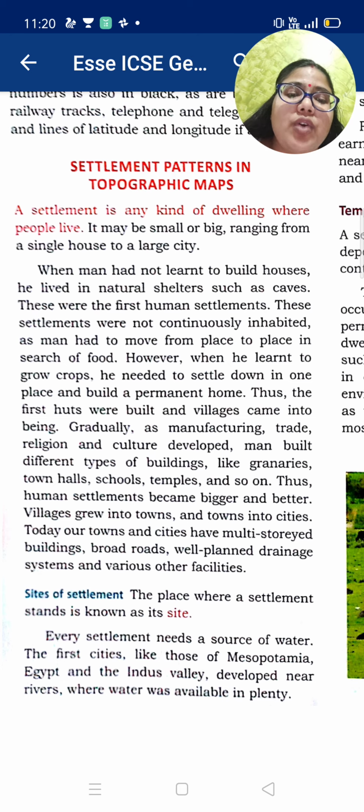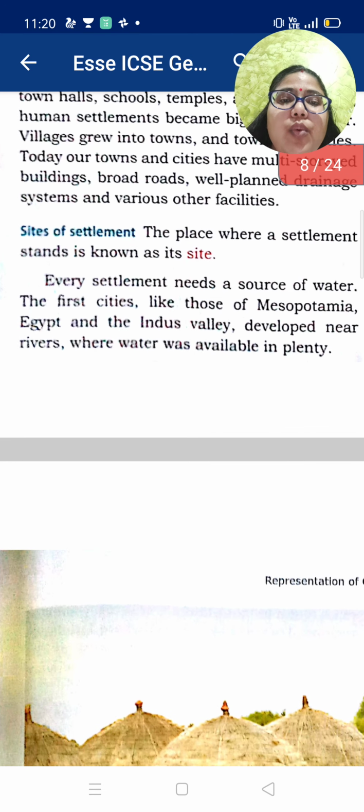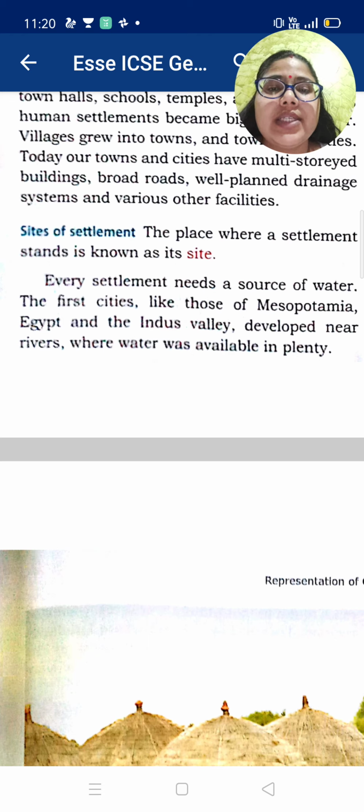Then the next topic in this is sites of settlements. Now, the place where a settlement stands is known as a site.